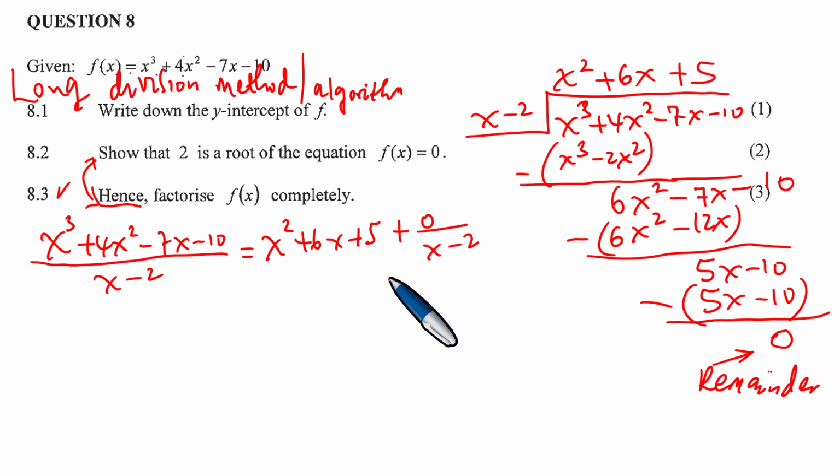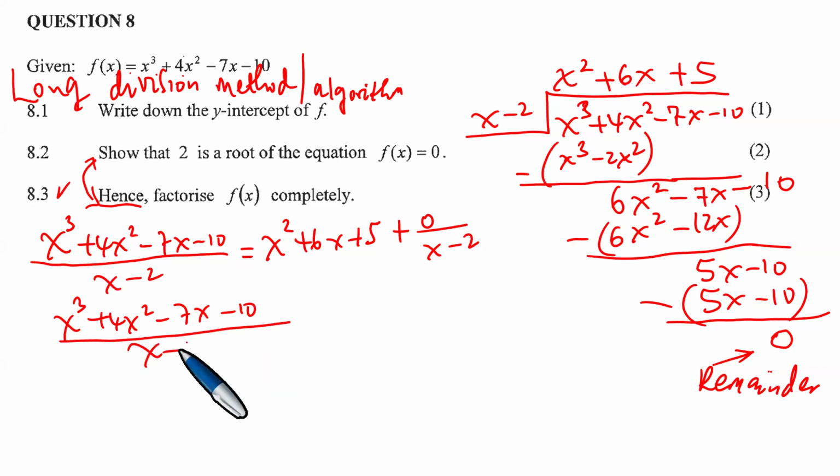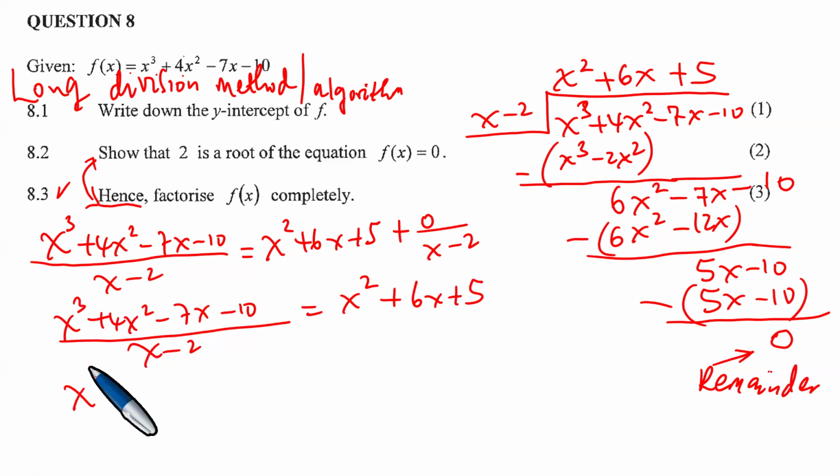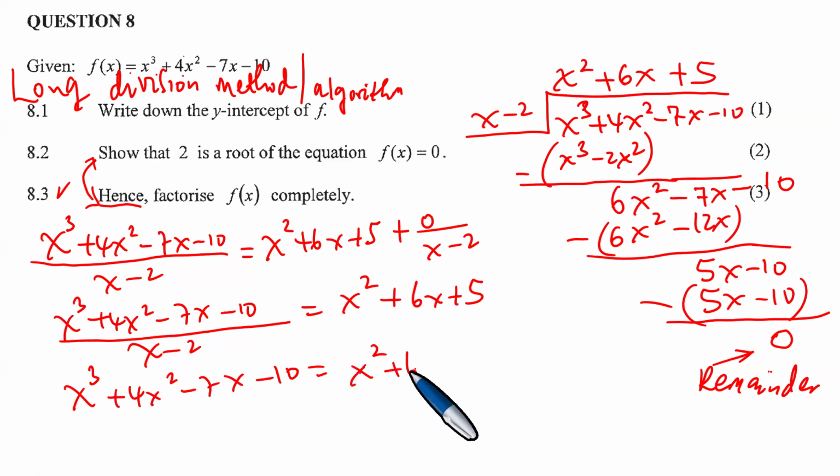What is 0 divided by x minus 2? It's a big 0. So x cubed plus 4x squared minus 7x minus 10 is x squared plus 6x plus 5 times x minus 2. You cross multiply, and this x minus 2 is going to sit next to it, so you have the x squared plus 6x plus 5 and then you multiply by x minus 2.